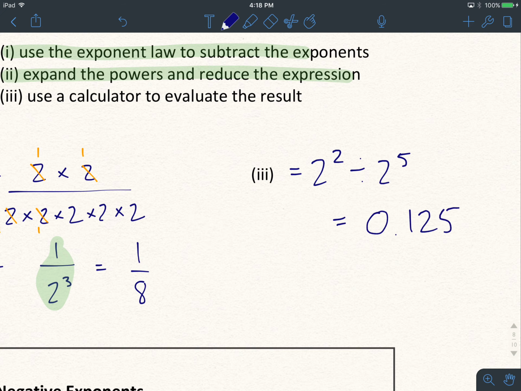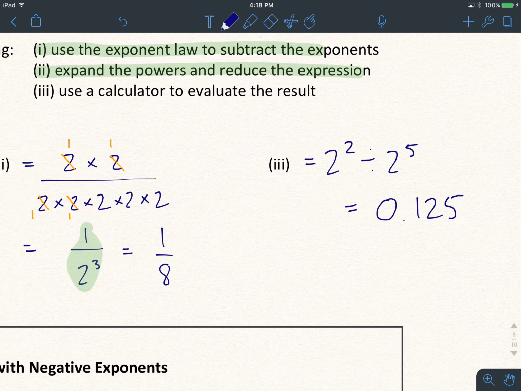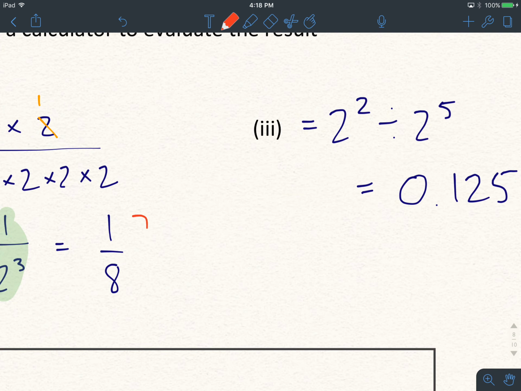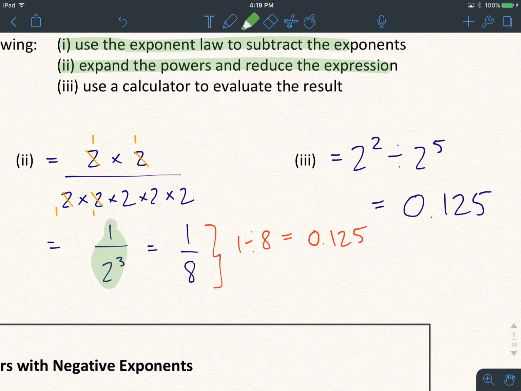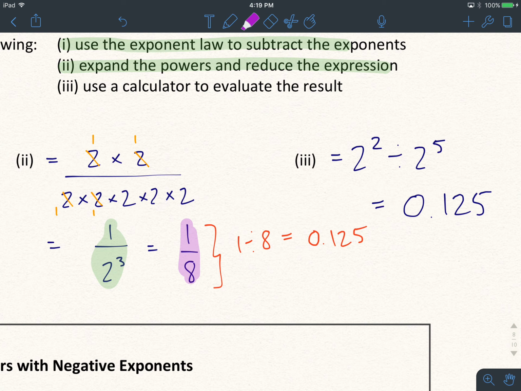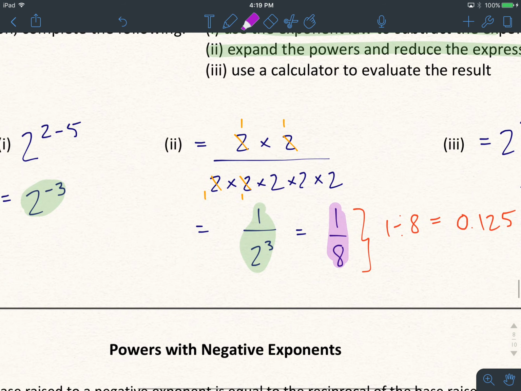0.125. Now there's usually one student out there who recognizes that when you actually do 1 divided by 8, that's going to equal 0.125. So numerically, we have two values that are equal to each other. We ended up with 1 over 8 when we just reduced our fractions, and we had 0.125 when we actually do that division. The other patterning piece is that 2 to the exponent negative 3 is equal to 1 over 2 to the exponent positive 3.